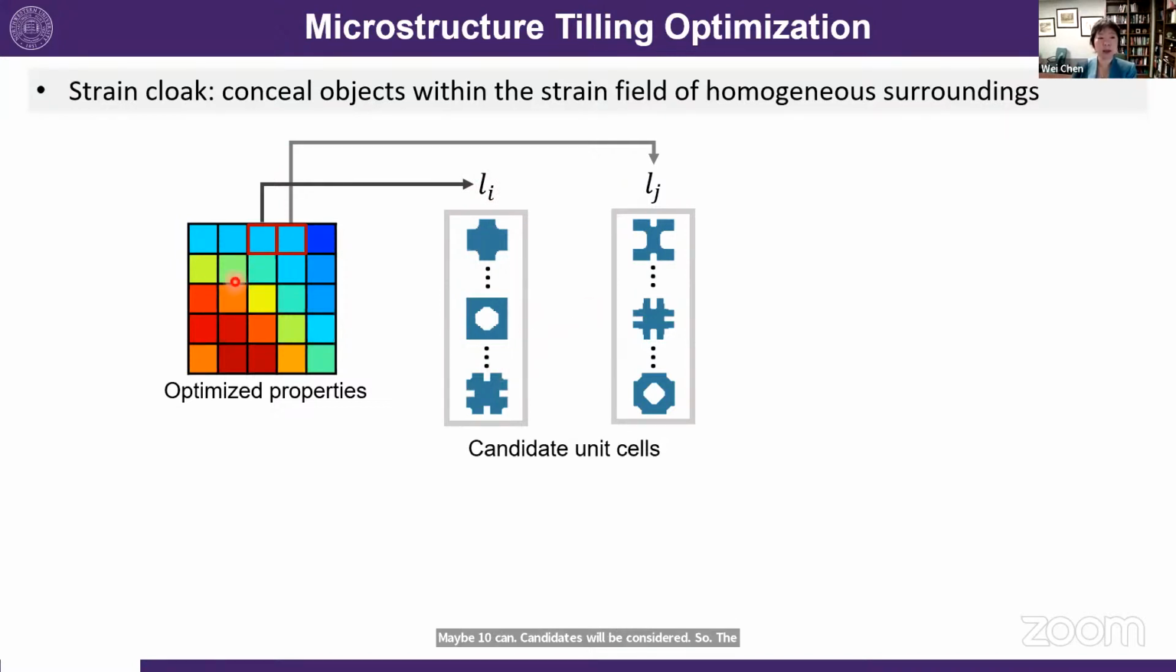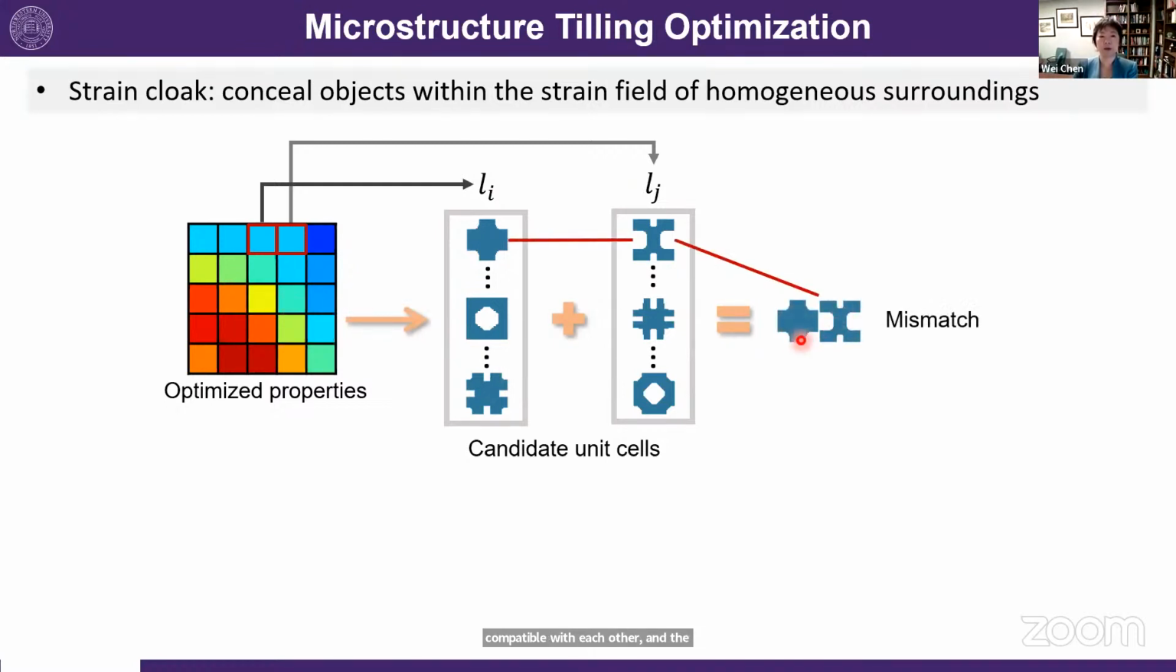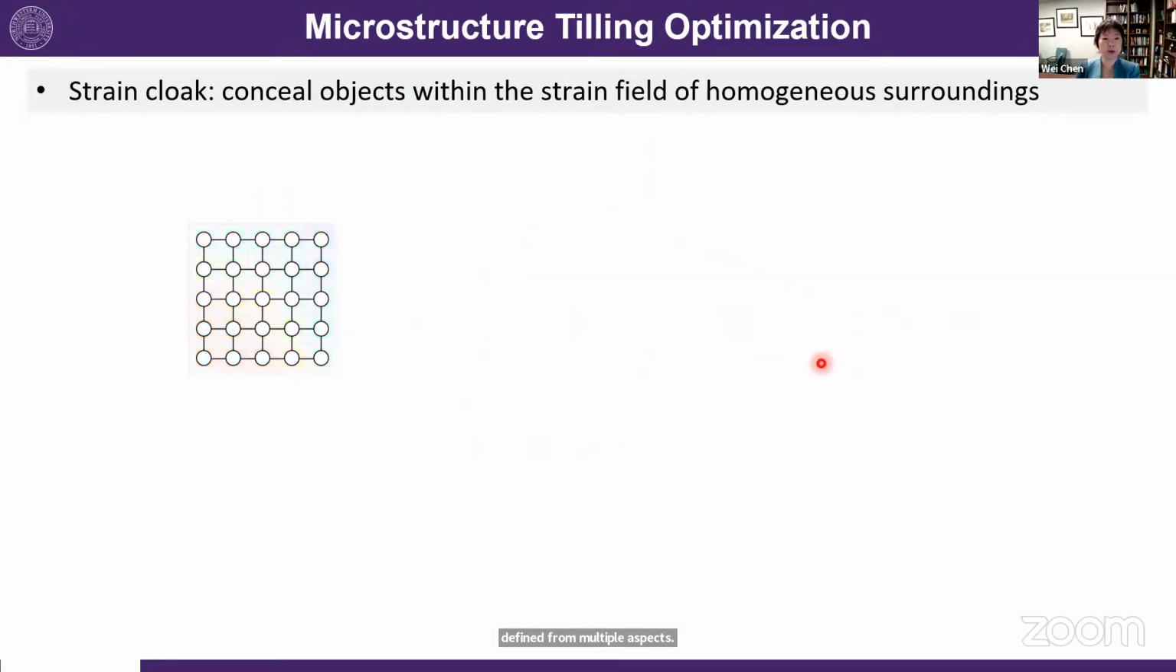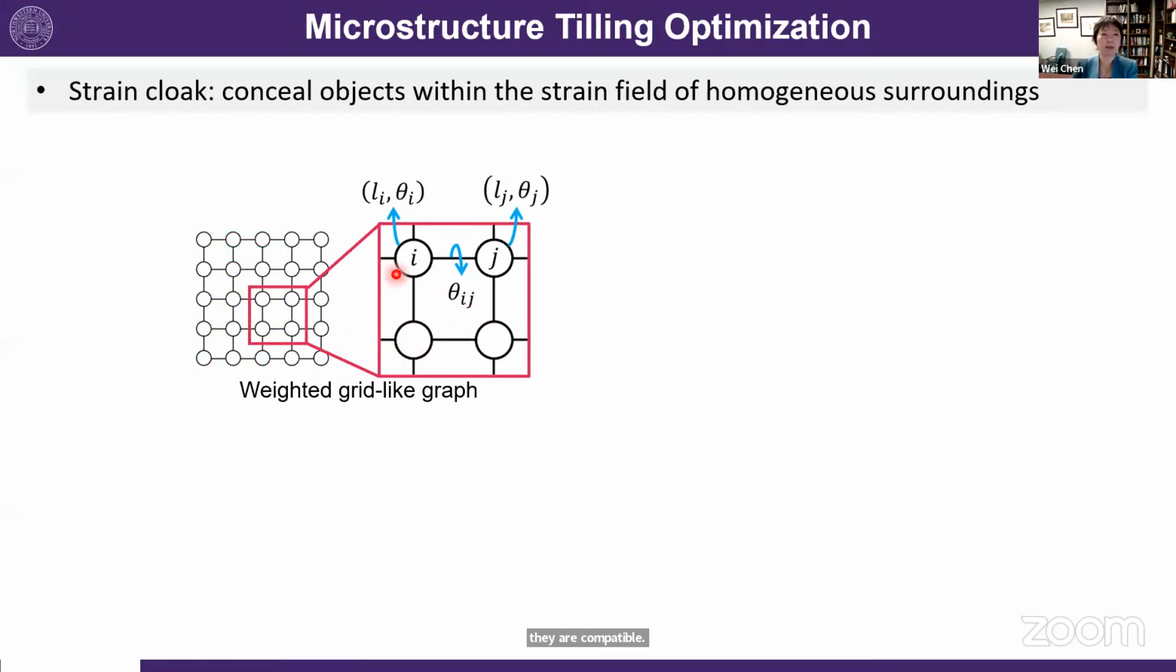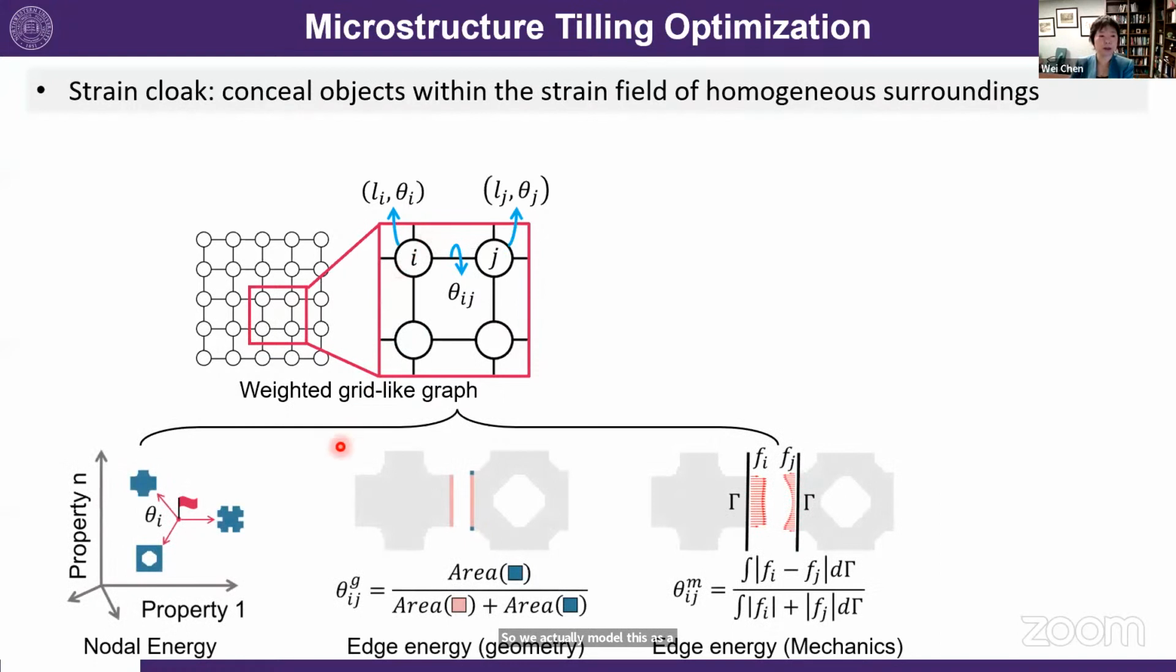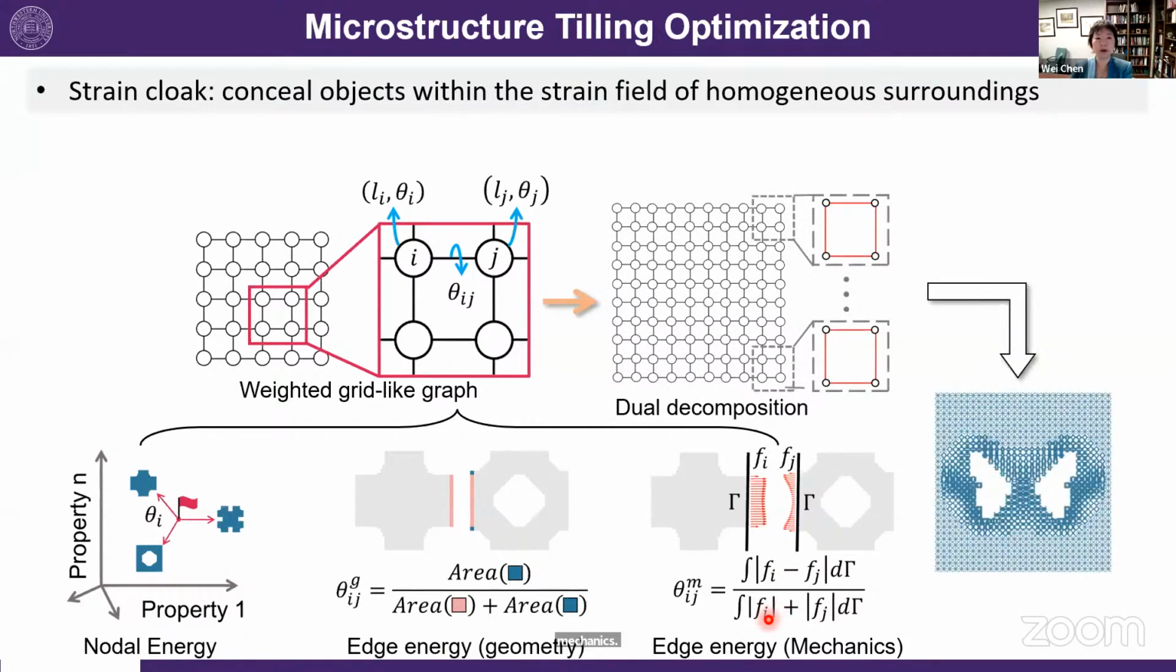So the question now is, how do we make sure that they're compatible with each other? The compatibility is defined from multiple aspects. So this is a mismatch example. We model this more like a network, where each node represents a unit cell design. And we have a function related to the energy, so we're minimizing the nodal energy for each node. This is defined as nodal energy and edge energy, which have two aspects. One is the geometrical compatibility. Another is the mechanics compatibility. So this function works together, and we have a dual decomposition method, a very efficient energy minimization approach, to solve this problem very quickly and put a structure together.